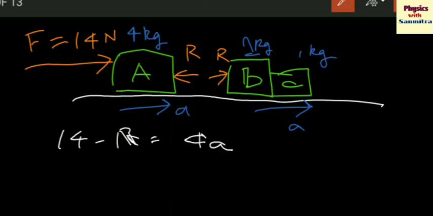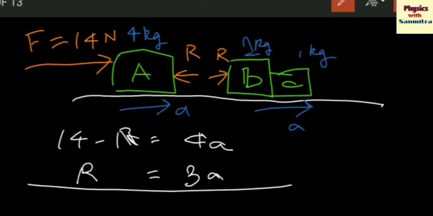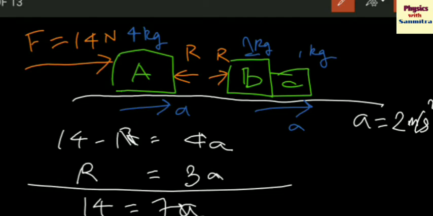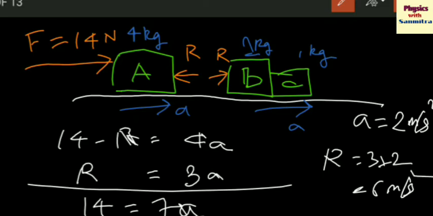And here, 2 plus 1, 3 kg, R is equal to 3 into a. If I add them, I will get 14 is equal to 7a, or a is equal to 2 meter per second square. Now I am getting a is equal to 2 meter per second square, so R will be 3 into 2, that is 6 meter per second square. So I got my R, the value of R, the reaction force, that is the contact force between A and B.